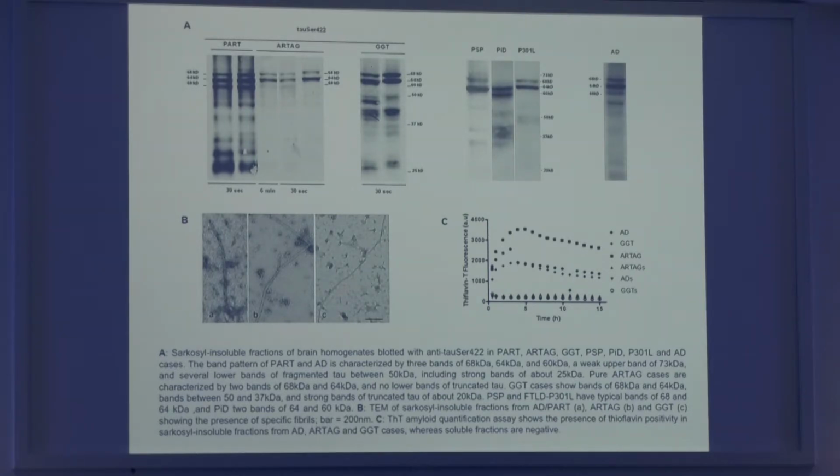In addition, by using electron microscopy, we can see the difference among the fibrils in the different conditions. And here is a thioflavin test to show the amyloid, or the trapping of staining of thioflavin by the different inocula. And you can see here, for example, AD, GGT, and ARTAG have this typical curve, whereas the soluble fractions have flat patterns, indicating lack of amyloid characteristics.